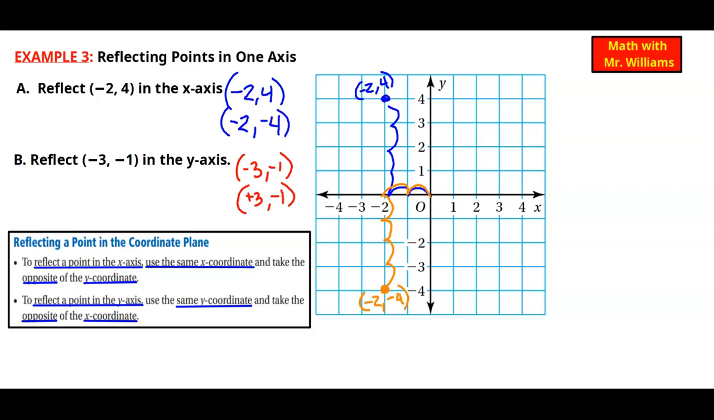So we have negative 3, and then we're going to go down 1. So here is negative 3, negative 1. All right, and now to reflect it across the y-axis, we're going to do positive 3 and a negative 1. And we can see this is now reflected across the y-axis.